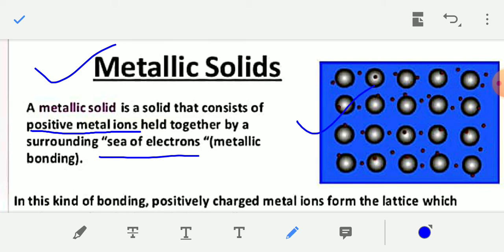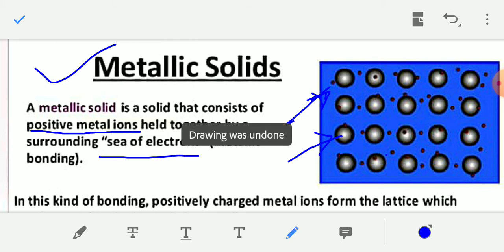This diagram shows the nature of bonding in metallic solid. Each spherical circle, each spherical ball, is a metal cation, a positively charged metal ion, and each point represents an electron.